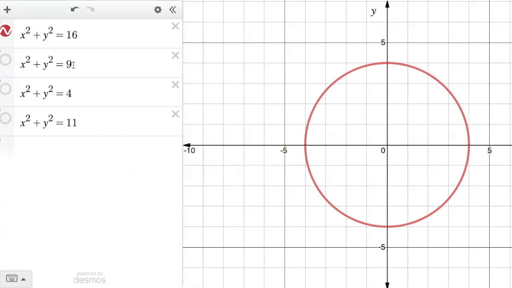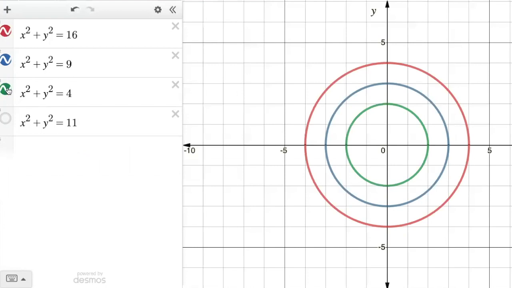To see what that number on the right is controlling, I'm going to turn on the other circle equations. The red circle has a 16 on the right side of its equation, and look at where it intersects the x and y axes at +4 and -4. The blue circle has 9 on the right-hand side. Notice it crosses the x and y axes at +3 or -3.